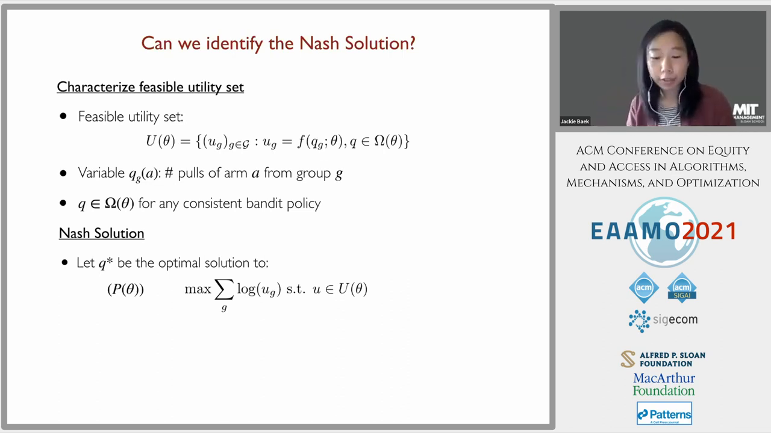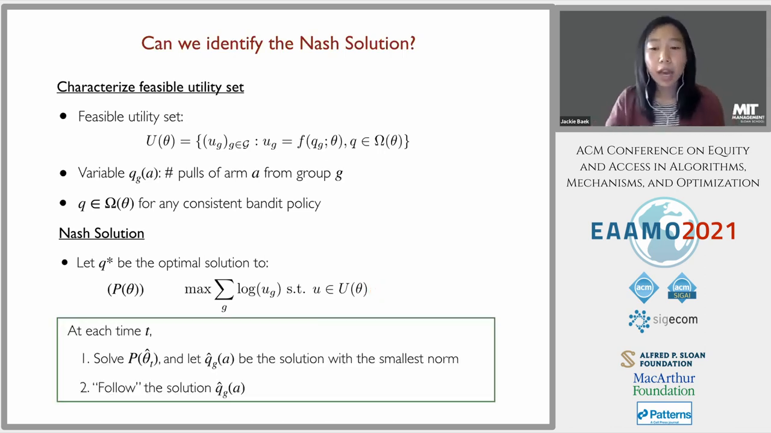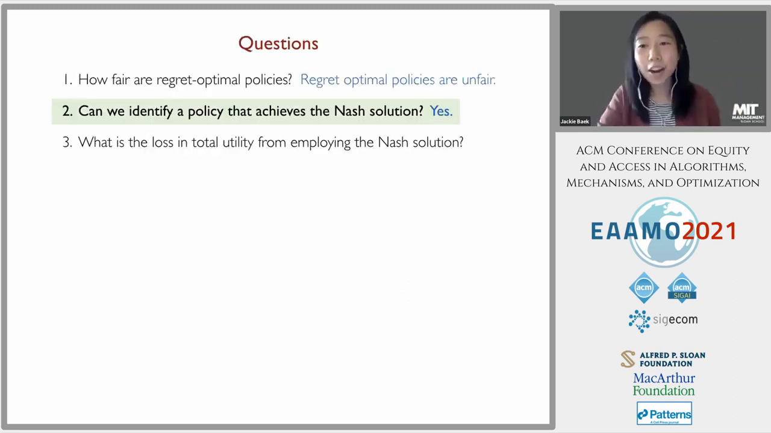But the first problem we run into if we want to do this is that we don't know theta, because theta is the unknown parameter of the bandit problem. So what our policy does is solve this optimization problem using an empirical estimate of theta at every time step, and we follow this solution. We prove that the utilities induced by this policy achieve the Nash solution in this problem, in the asymptotic regime. Okay, so we have a fair policy now.